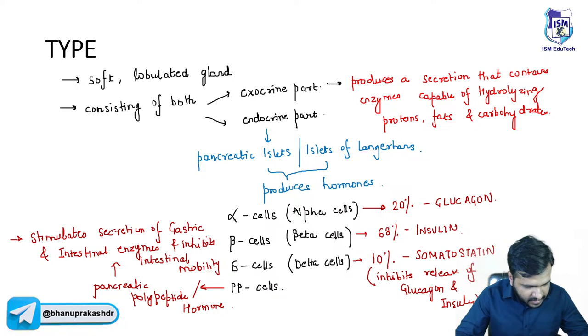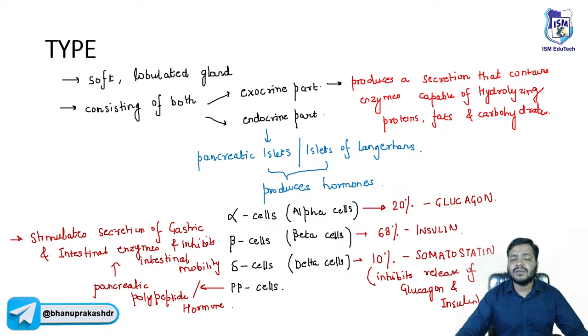I hope this part is clear, beta. Just give me a thumbs up if you have written and understood that the pancreas is a type of mixed gland, the exocrine and the endocrine part. The endocrine part contains alpha, beta, delta and PP cells and the corresponding hormones related to it.